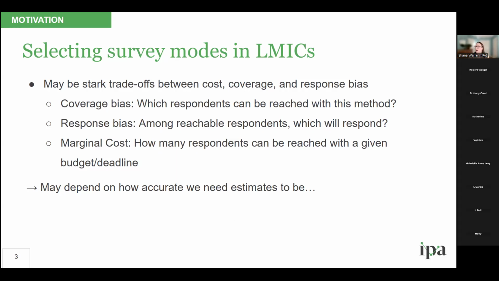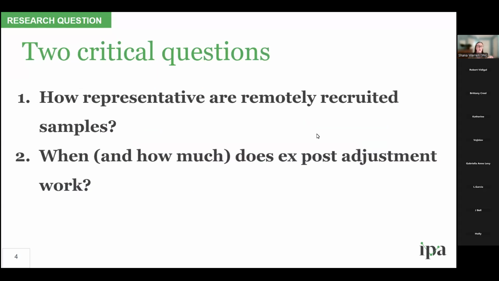So how did we go through this? We asked two critical questions. How representative are remotely recruited samples in the first place? And then second of all, how much can we use ex post adjustment, i.e. weighting, to address any challenges we see in the representativeness of our data?